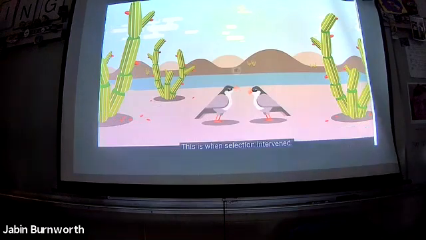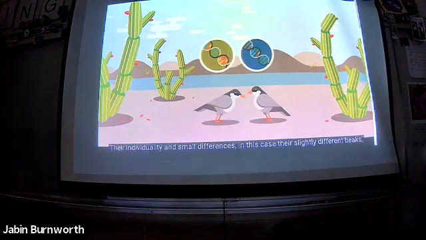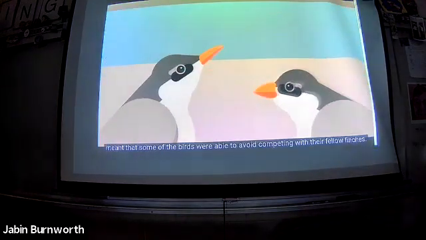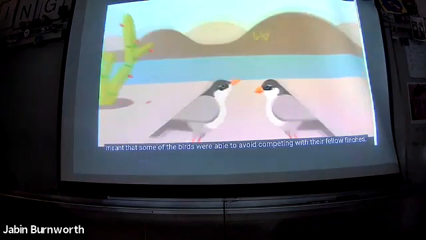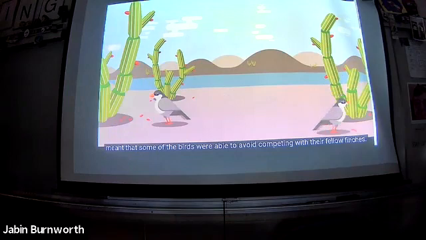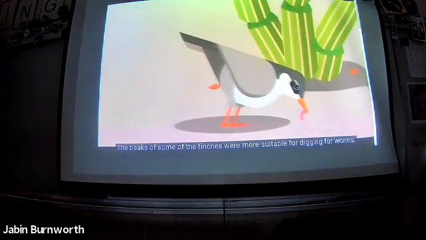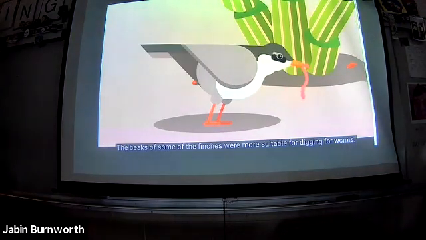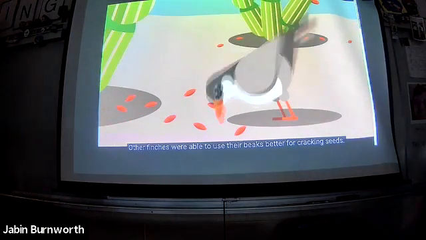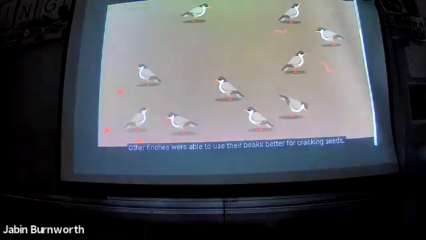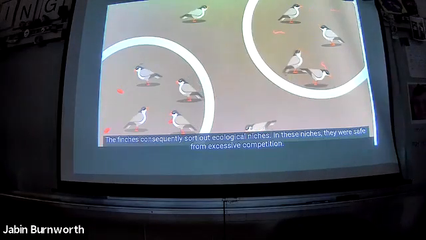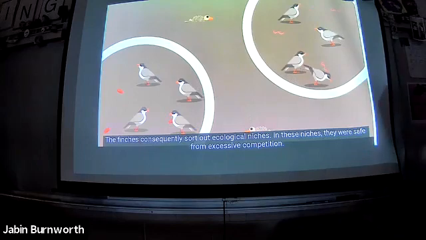This is when selection intervened. Their individuality and small differences, in this case their slightly different beaks, meant that some of the birds were able to avoid competing with their fellow finches. The beaks of some of the finches were more suitable for digging for worms. Other finches were able to use their beaks better for cracking seeds. The finches consequently sought out ecological niches. In these niches, they were safe from excessive competition.